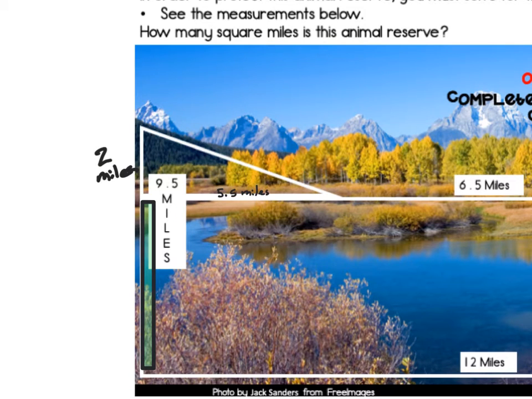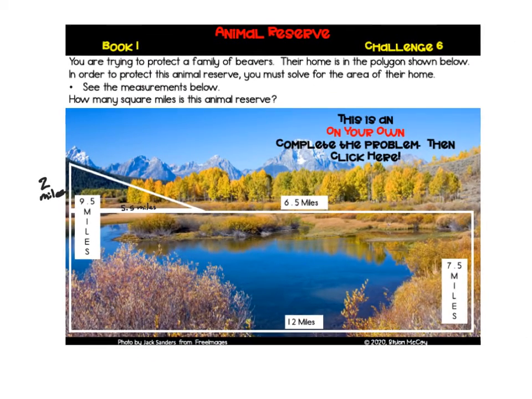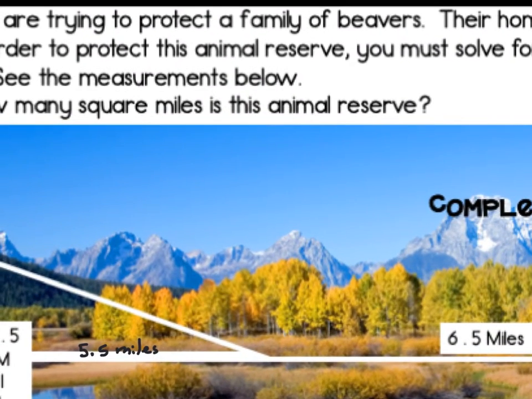I'm going to get rid of this green because I no longer need that. And now I'm going to shrink this again, and now we can start solving for our area. So the first thing I'm going to do is this triangular area. And the triangular area is, let's just write this up here.